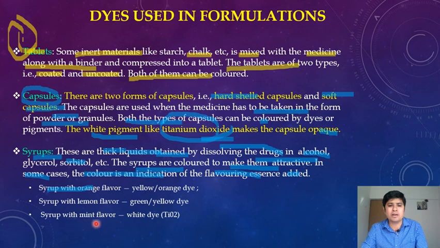And syrup with mint flavor has white dye. So these are the three types of formulation. First one is tablets, second one is capsule, and third one is syrup. In these three types of formulation, dyes have very big importance. Dyes are used in these formulations to make them attractive, to make them interesting to take.